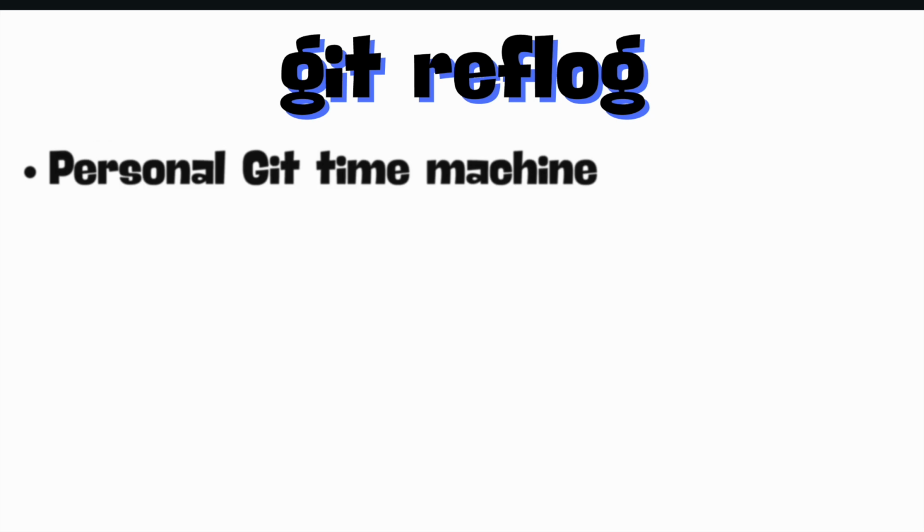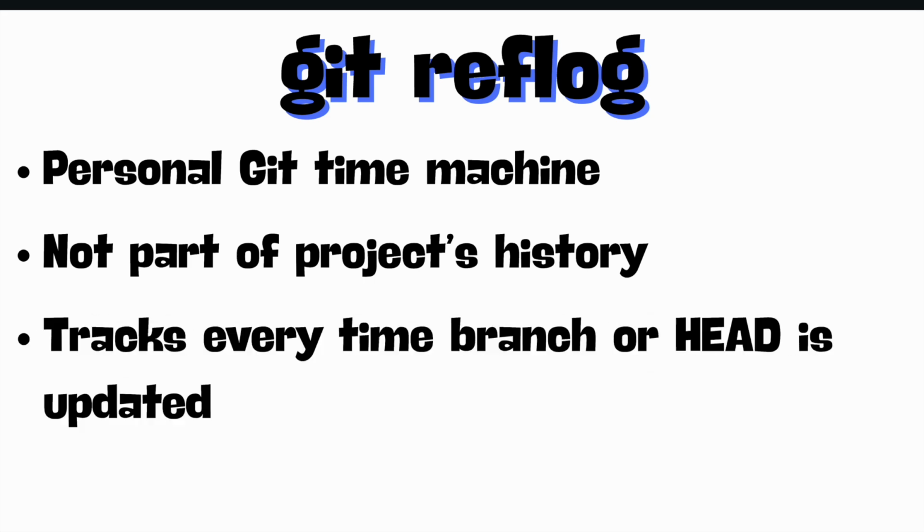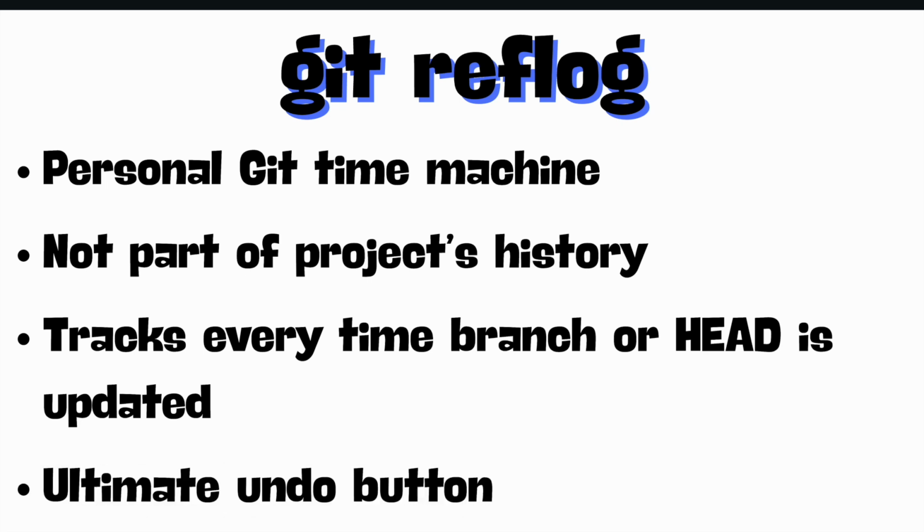Think of it as your personal Git time machine. It's not part of your project's history, but a local private log of every action you have taken. Reflog tracks every time your head or your branch tip has been updated, making it the ultimate undo button for almost any local mistake. Let's dive in and see how this safety net works. So, what exactly is Git Reflog? That's your local safety net.